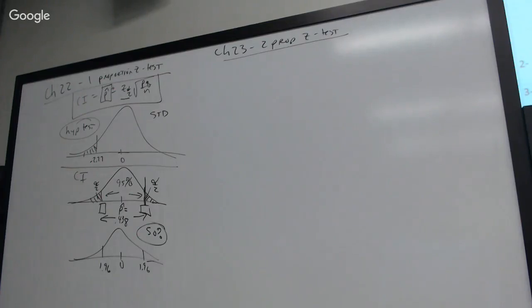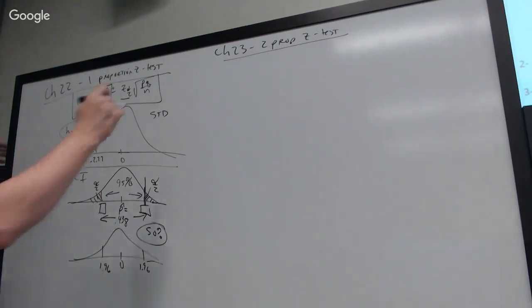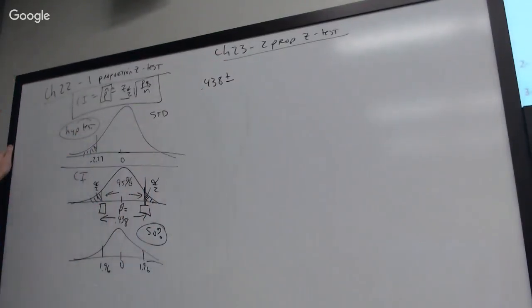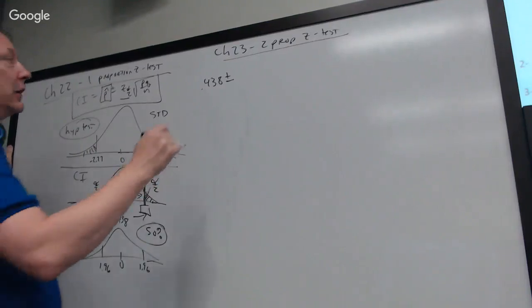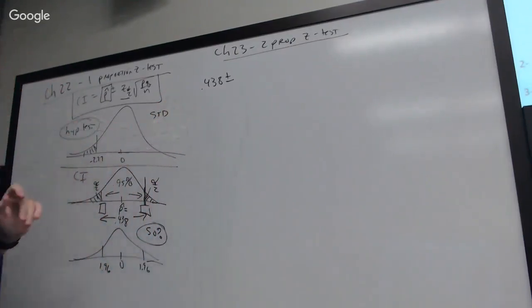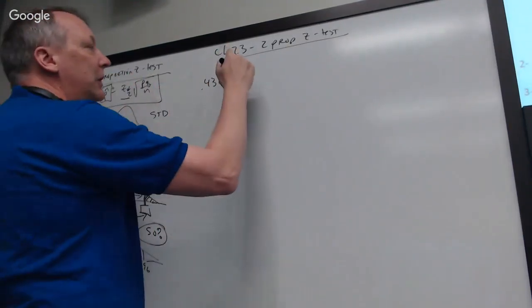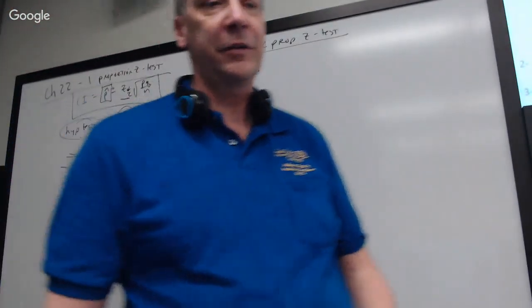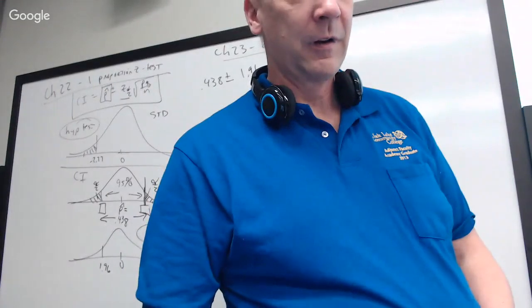Did you plug the numbers into that equation, p hat plus or minus z alpha over 2? So p hat is 0.438 plus or minus. Would it be 0.5 over 2? No. You would need to do 1.96. Remember where I got the 1.96 from? You got that from your chart. Let's show that really quickly.